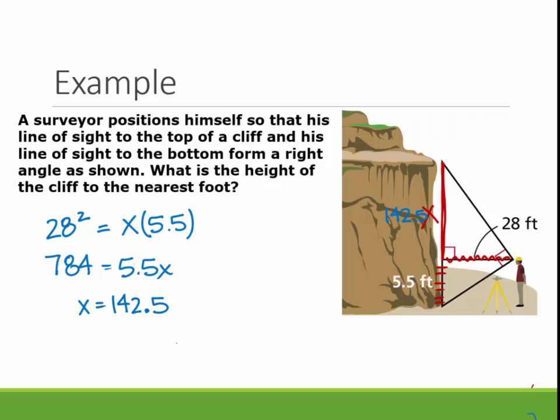Now remember, we want to find the height of the entire cliff. So we got to add our two measurements together. The 5.5 is how tall the guy is. So if we add those up, we get right around 148 feet. So using only two pieces of information that weren't even about the triangle that we had, we can figure out how big that final hypotenuse is.